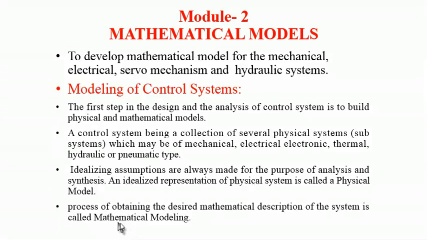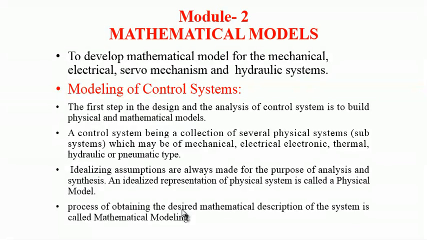So what is the mathematical model? The process of obtaining the desired mathematical description of the system is called mathematical modeling. So we have to describe that physical system in mathematical form, by using formulas, or by making some formulas regarding that physical system. That is called mathematical modeling.